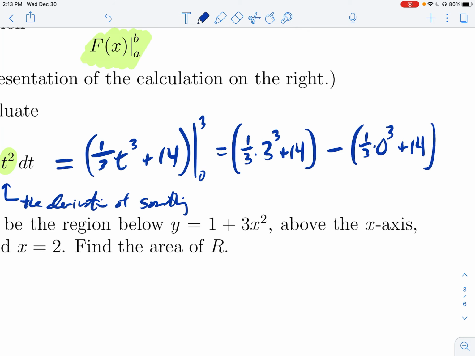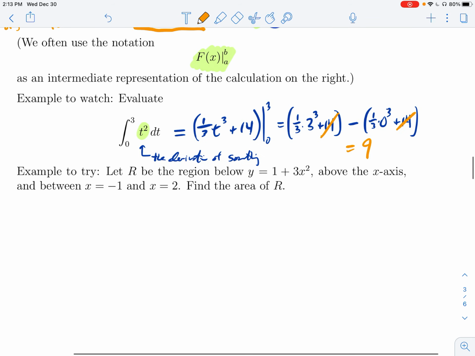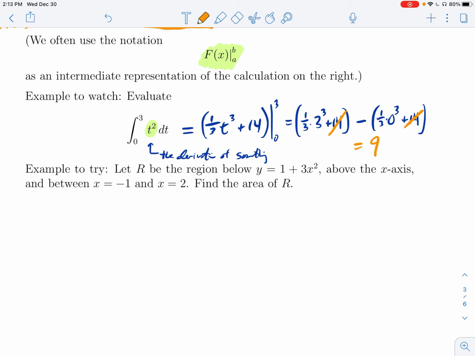But what you'll notice here is the 14 minus 14 cancels anyway, and we still get 9. So it doesn't matter which antiderivative you choose. So choose the one that is simplest to deal with. Essentially, if you're thinking plus c, choose the one where c is 0. Just the first antiderivative that occurs to you.